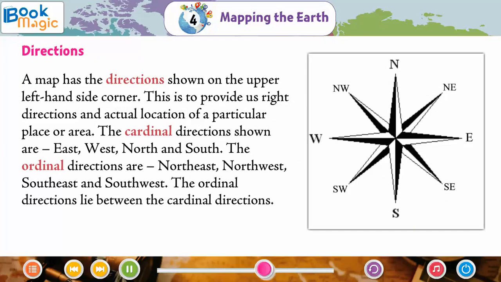Directions. A map has the directions shown on the upper left-hand side corner. This is to provide us right directions and actual location of a particular place or area. The cardinal directions shown are east, west, north and south. The ordinal directions are northeast, northwest, southeast and southwest. The ordinal directions lie between the cardinal directions.